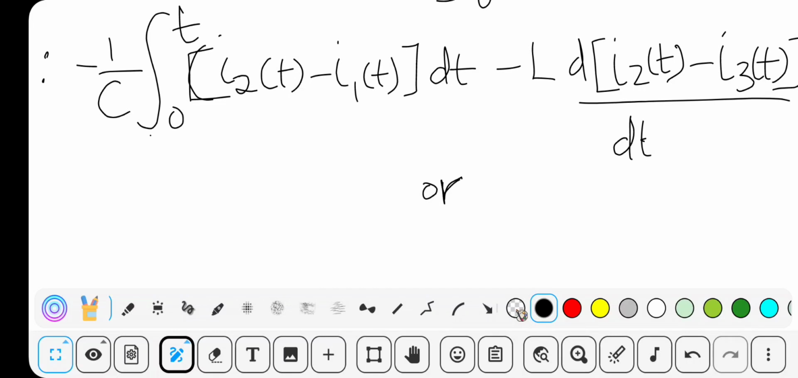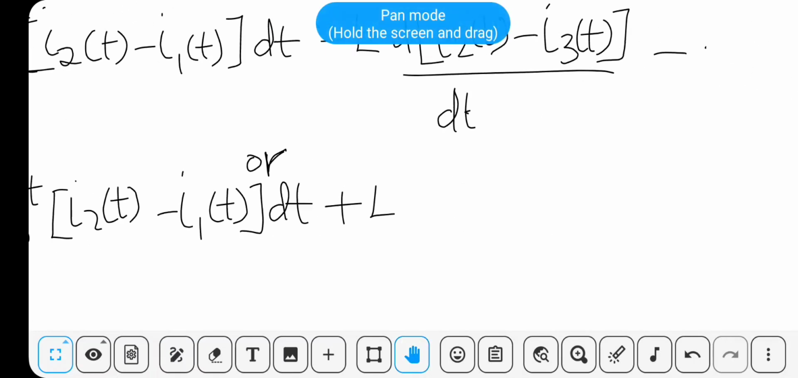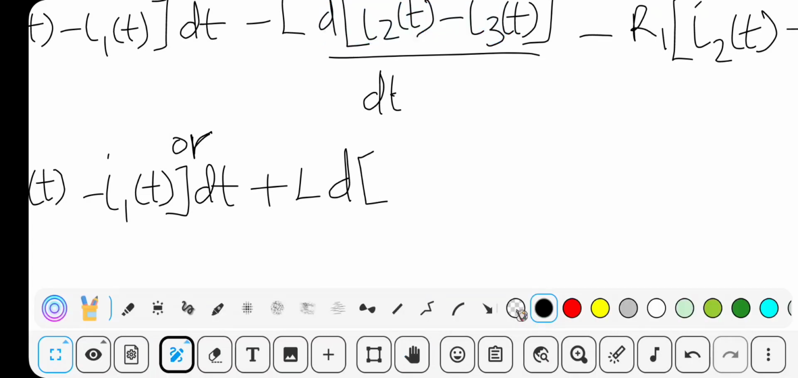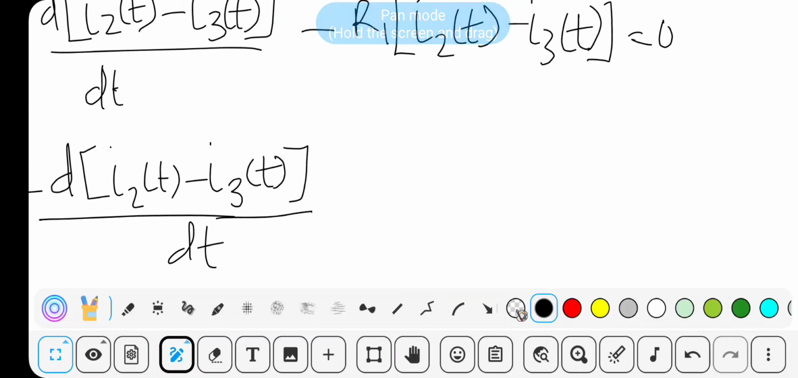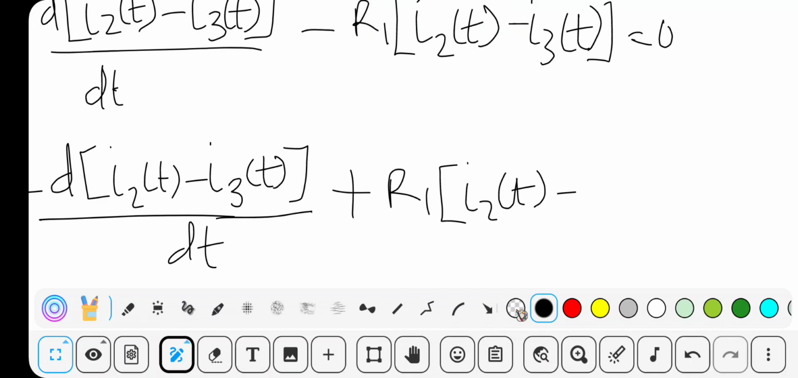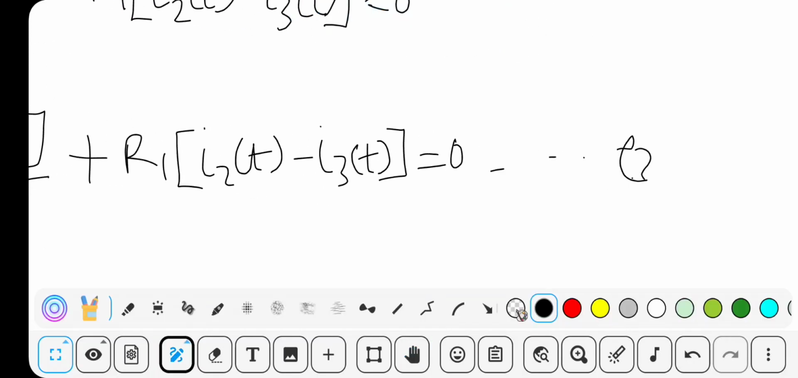Multiplying the right hand side and left hand side of the equation by minus 1, you have 1 over C integral of I2 minus I1 of t dt plus L d(I2 minus I3 of t), the voltage drop across the inductor, plus R1 times (I2 of t minus I3 of t) is equal to 0. Let's call this equation 2.